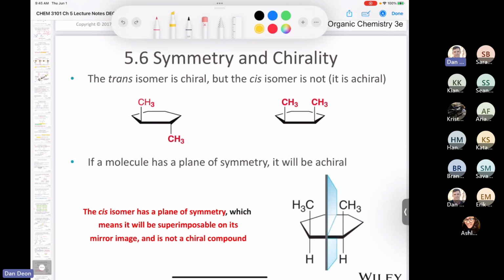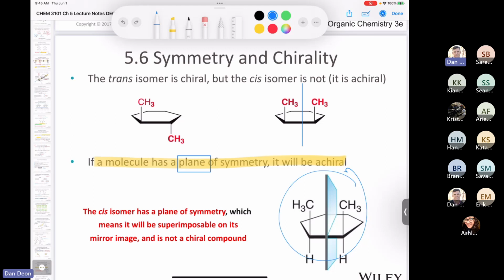If a molecule has a plane of symmetry, not an axis of symmetry, a plane of symmetry, meaning like a mirror plane, it's going to be achiral. Hopefully you can see that there's clearly a mirror plane down this molecule, that it reflects on both sides. So if the cis isomer has a plane of symmetry, it's going to be superimposable on its mirror image, and therefore it's not a chiral compound. That's one way of thinking of it.